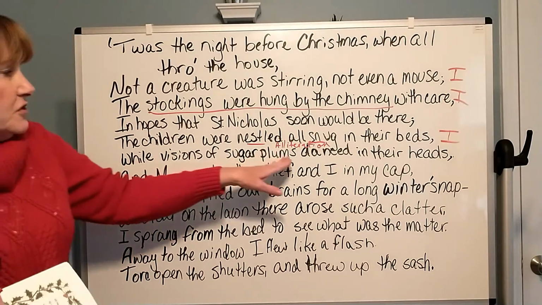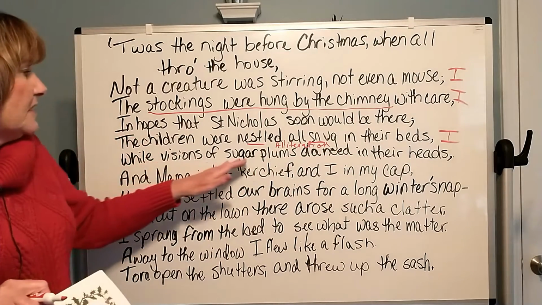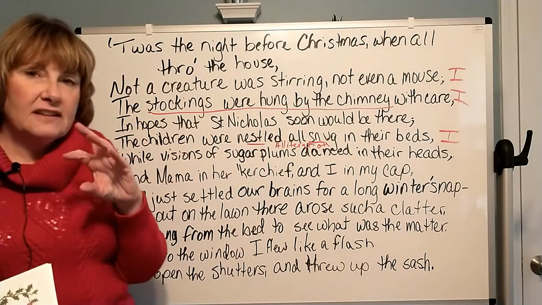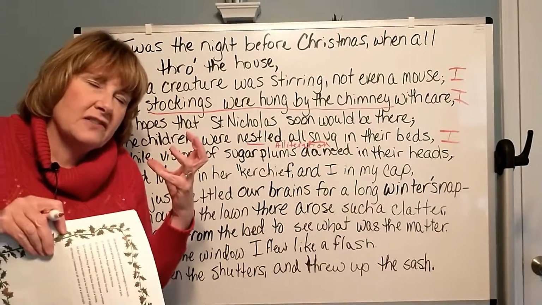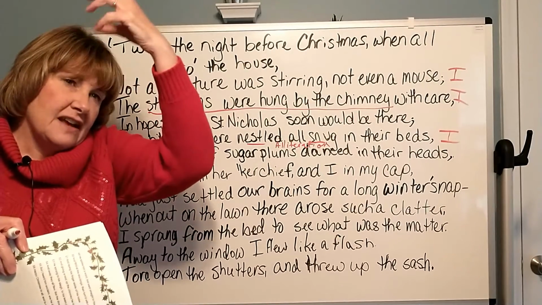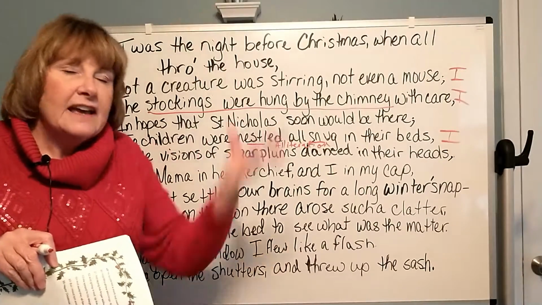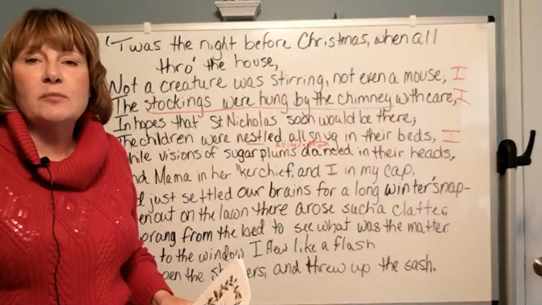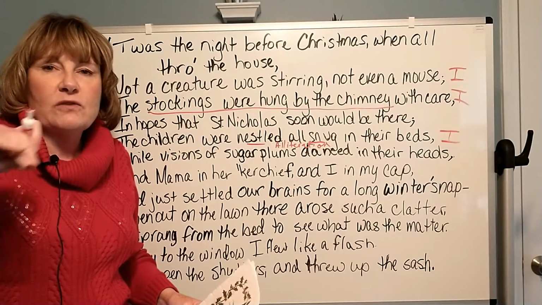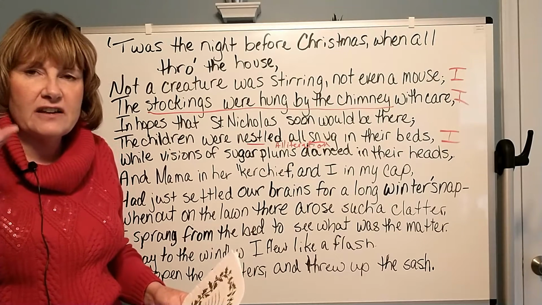While visions of sugar plums danced in their heads. Now, this gives you an idea, okay, that the kids are in bed, they're dreaming, their eyes are closed, and maybe above their heads you can imagine these sugar plums dancing, right? That's what their dreams look like. Now, sugar plums would have been some kind of fruit. It's sort of rolled into sugar. You can see the crystals of the sugar on the outside of the fruit.